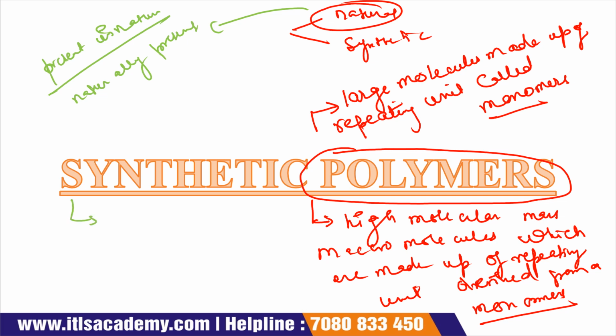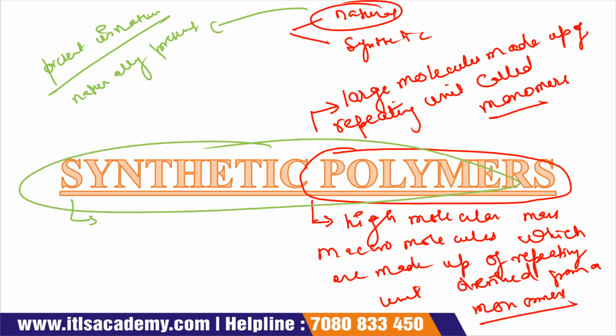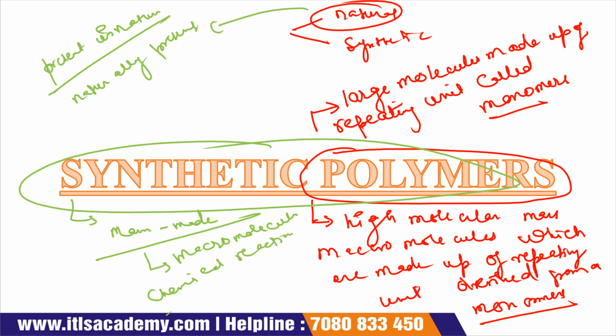The synthetic polymers are man-made, meaning they are prepared by a human being, and the rest is the same. They are man-made macromolecules which are created from different chemical reactions. This is very important. So this is your synthetic polymers.